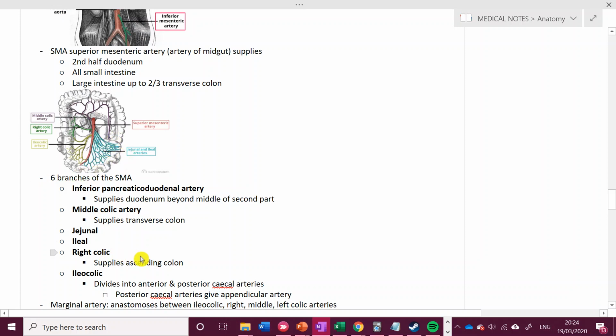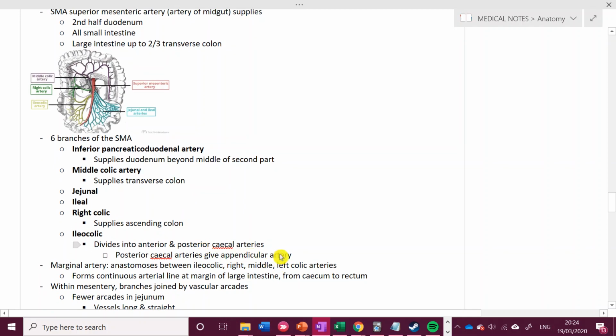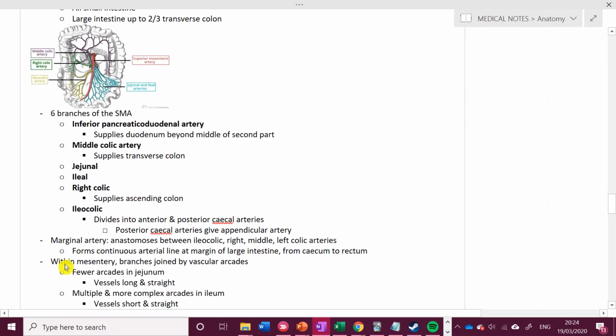The right colic artery supplies the ascending colon here on the right, and you have the ileocolic arteries here, which divide into the anterior and the posterior cecal arteries. The posterior cecal arteries then give the appendicular artery, which goes to the appendix. The marginal artery is an anastomosis between the ileocolic, right, middle, and left colic arteries, which forms a continuous arterial line at the margin of the large intestine from the cecum to the rectum.